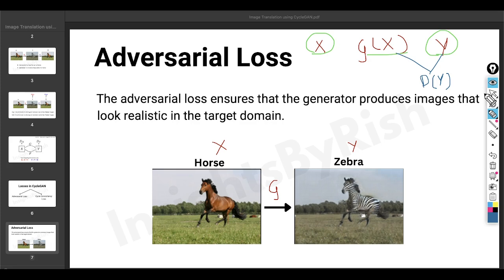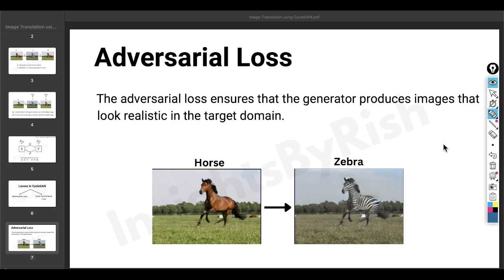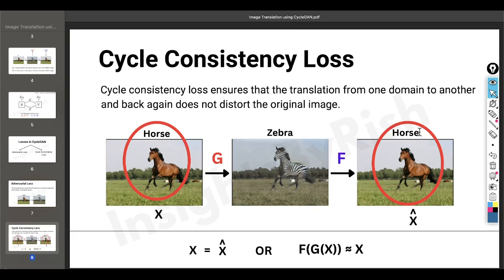Now moving ahead, let's try to understand a very important concept of CycleGAN, and that is cycle consistency. Cycle consistency loss ensures that the translation from one domain to another and back again does not distort the original image. So let's try to understand this statement also. Now domain X consists of the image of your horse, that is the original image. Then with the help of generator G, you generate the images of zebras out of horse. So this is the output of your generator G, which is G of X.